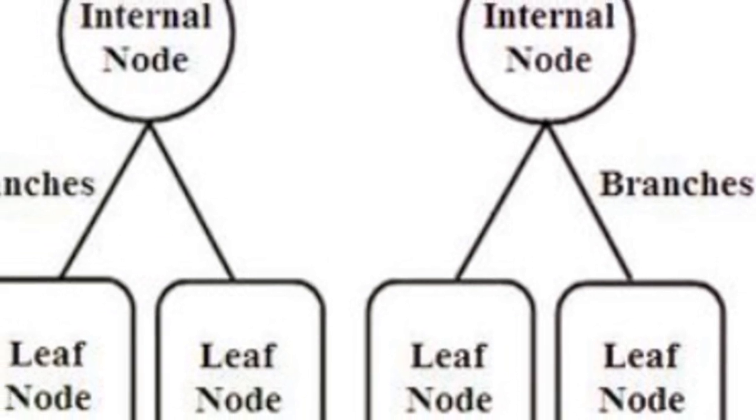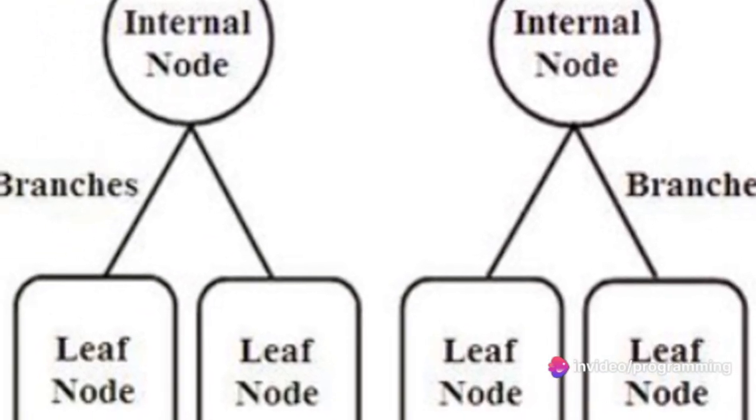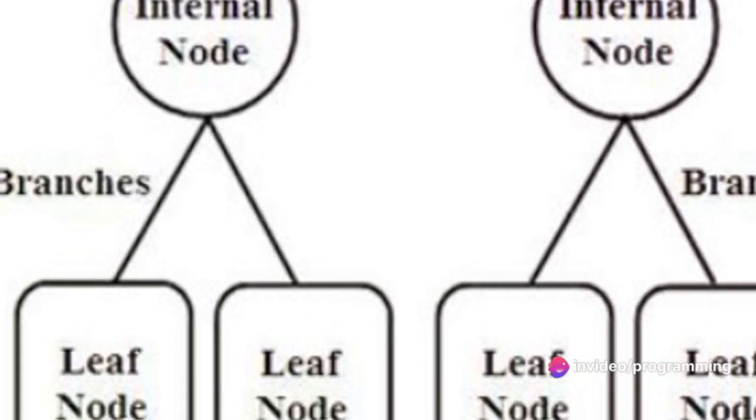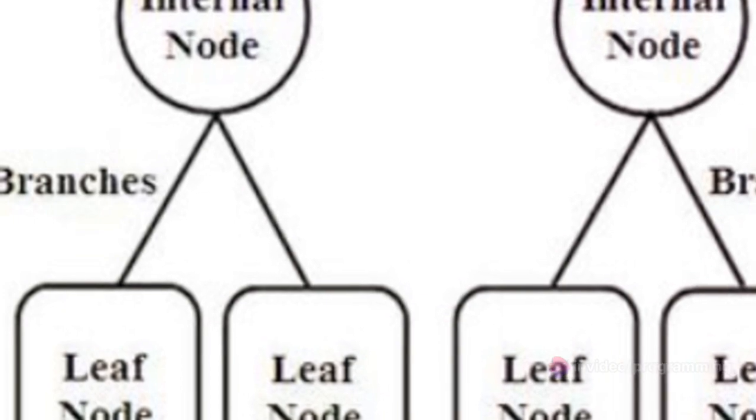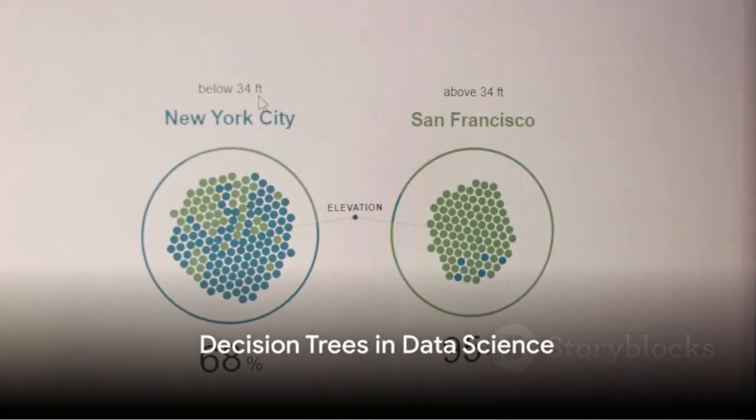If you went the superhero route, you might end up watching Spider-Man, or if you chose a spy thriller, you could be settling in for Mission Impossible. These final choices are the leaves of your decision tree. Now let's translate this to the world of data science.